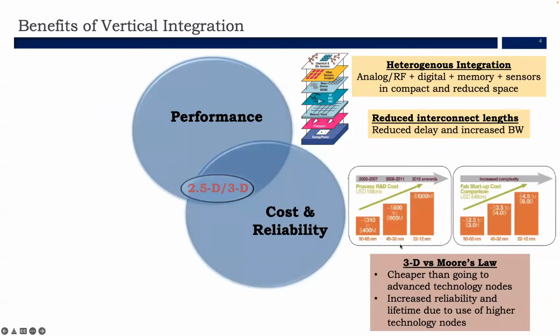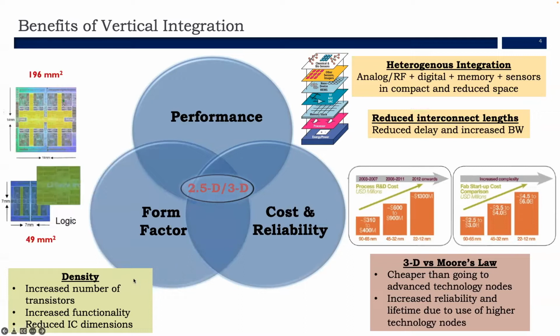Vertical integrated circuits are fabricated in a less advanced technology node. Therefore, it is cheaper to fabricate, and it also has increased reliability and lifetime for the use of the IC. Coming to the form factor, the vertical integrated circuit increases the number of transistors, increases functionality, and reduces the IC dimension. So here, instead of fabricating in a die area of 14 millimeters squared, the same die is split into two dies of 7 millimeters squared. Therefore, this has reduced the area without affecting the functionality of the circuit.